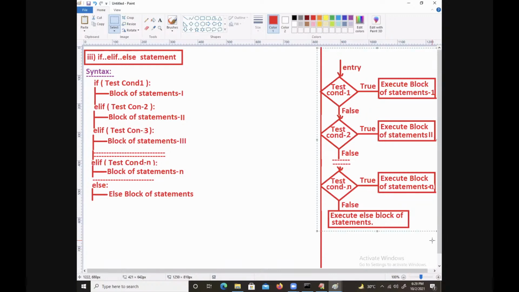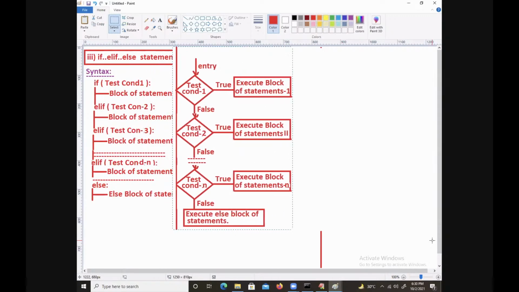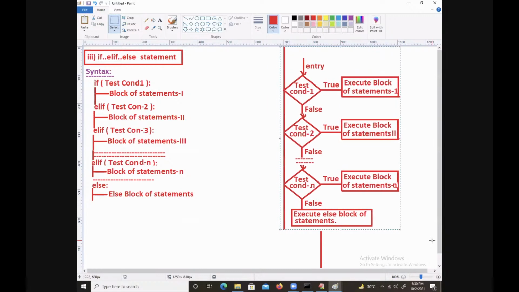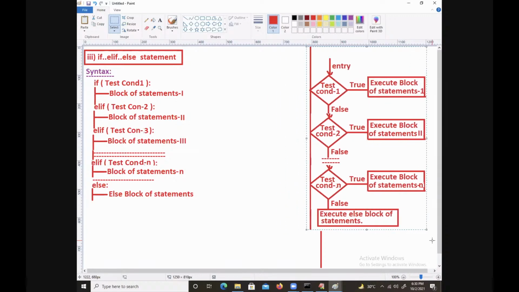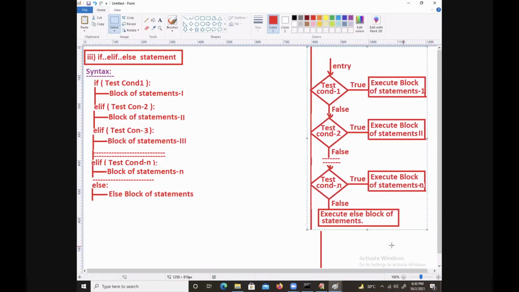I'll just cut it. I'll just paste it. Yes, 1 minute. I need one small line of control. So in this case, after taking this entire thing, I require like this. What I'm saying here is, after executing any one of the blocks of statements, finally, where it is coming, execute the other statements in the program.